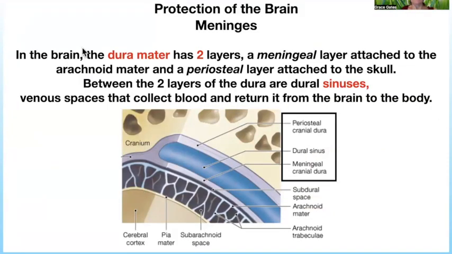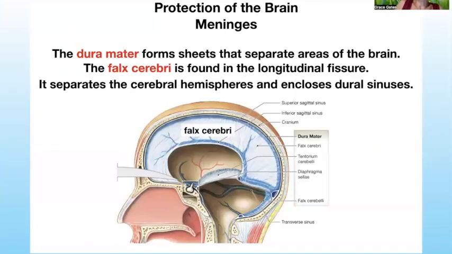Now, here is something a little different. In the brain, the dura mater has two layers, a meningeal layer attached to the arachnoid mater and a periosteal layer attached to the skull. Between the two layers of the dura are dural sinuses, venous spaces that collect blood and return it from the brain to the body and the systemic circulation of the body.